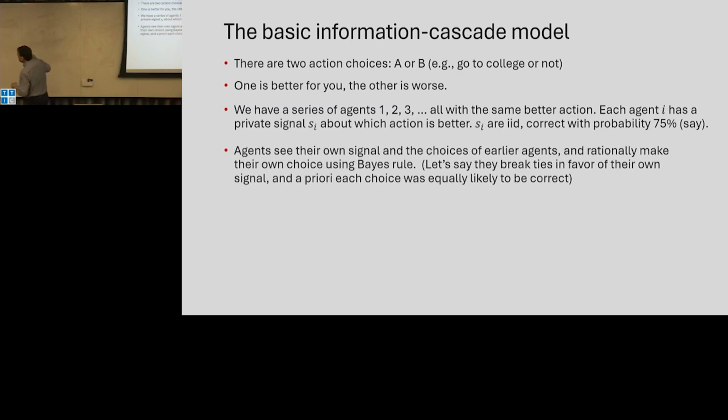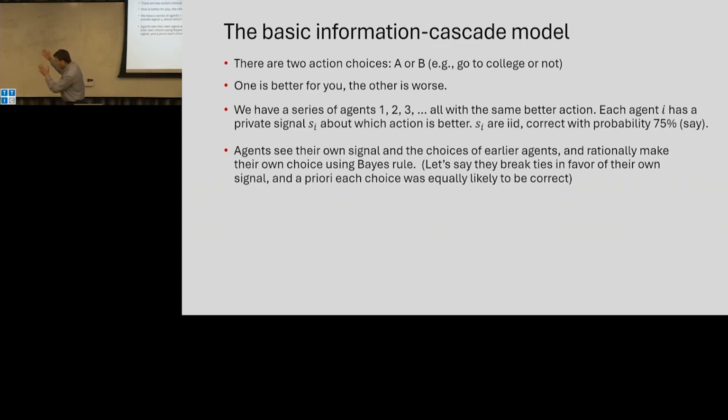The model is that agents see their own signal. They don't see anybody else's, but they do see the choices that previous agents made. Okay? So agent 1 makes a decision, go to college or not. Agent 2 can see what agent 1 did and makes their own decision based on what the previous person did and their own signal. Okay? And we'll imagine that agents rationally make their own choice using Bayes' rule.